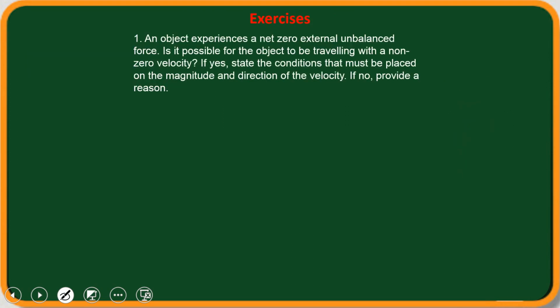Now here, look: an object experiences a net zero external unbalanced force, that is, there is no unbalanced force exerting on it. Suppose that such a condition is possible only in space. Then is it possible for the object to travel with a non-zero velocity? Sure. Okay, yes, it is possible.